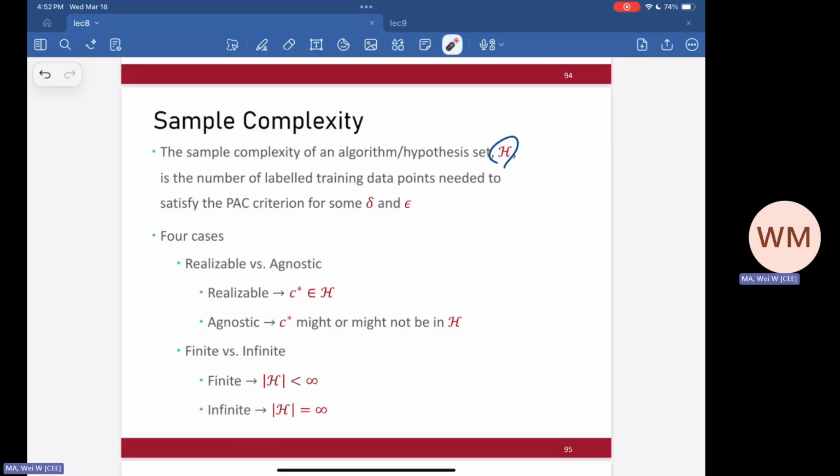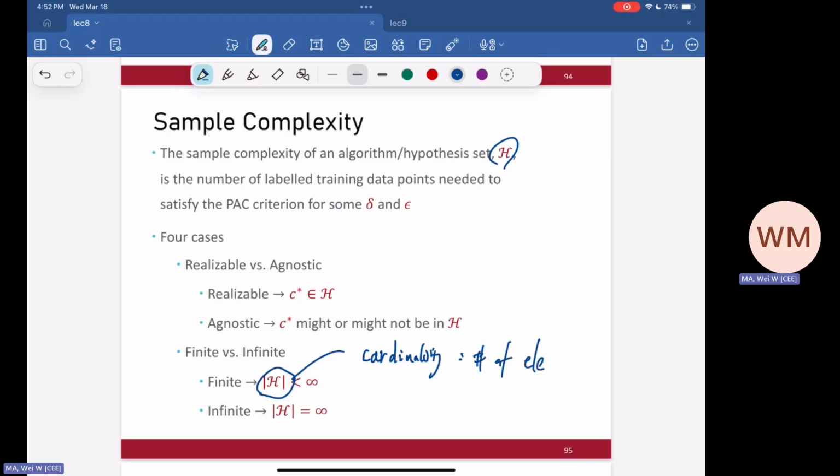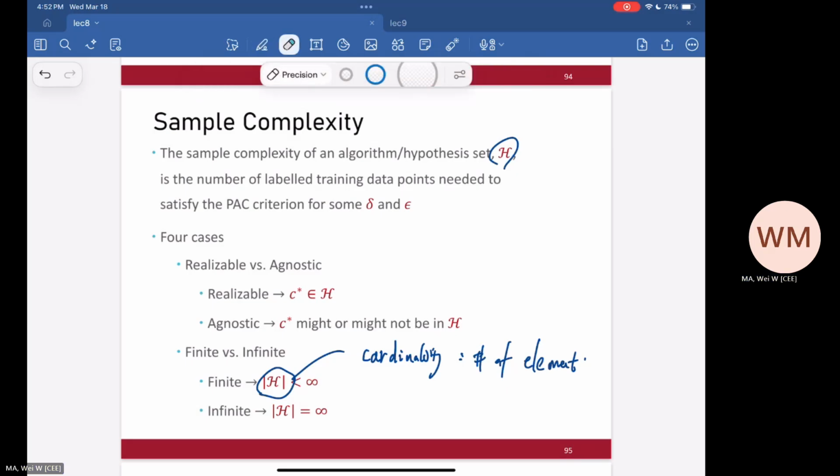And we can look at whether H is finite or infinite. I'm not sure you know what this means. This is called cardinality. Have you heard about this? It's basically the number of elements in this set. If the number of elements is finite, then this set has a finite number of candidates. Otherwise, it's infinite. For example, linear regression is infinite, right? Because beta is arbitrary. Decision tree, I guess, is finite. The hypothesis set for decision tree, I think, is finite if you set the limit. So the candidates that you choose can be finite or infinite.